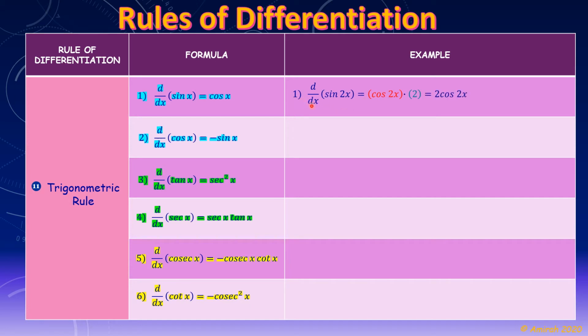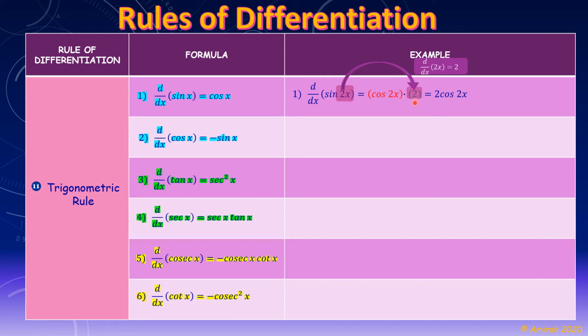Number 1. To differentiate sine 2x, we have cos 2x times 2. How do we get this? First step, we refer to this formula. When we differentiate sine single x, the formula is cos single x. So, when we differentiate sine 2x, it becomes cos 2x. But we need to multiply by 2.